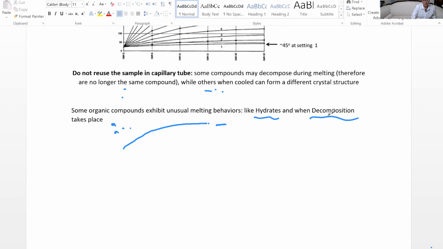So if it melts, and then you see the gas coming out, and then it goes back to solid, that means the compound has decomposed: a small molecule of gas has been released, and then the rest of the molecule has changed to a more stable compound with a higher melting point, and you have to heat up again. So decomposition has taken place, and you can include that in your observations.